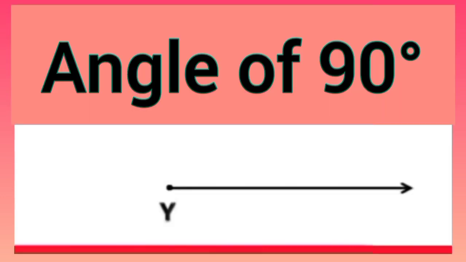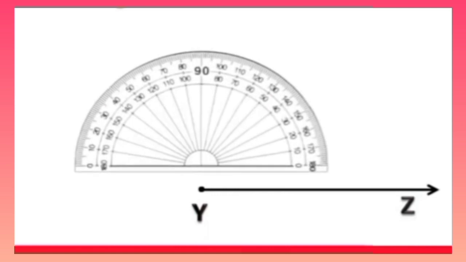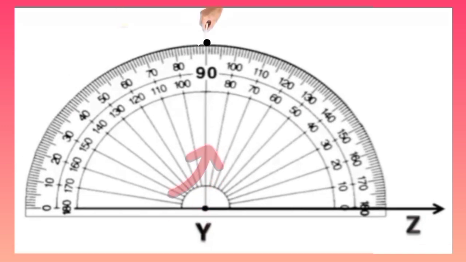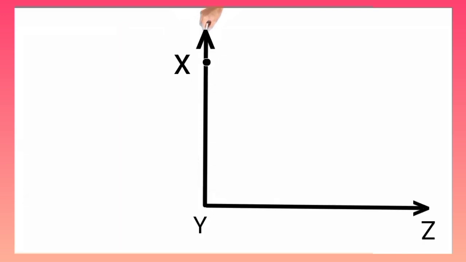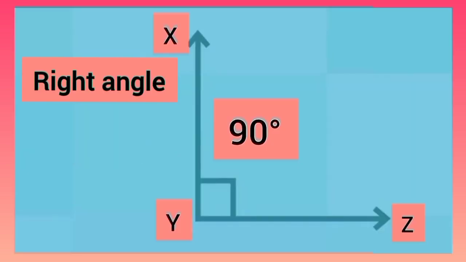Now let's draw an angle of 90 degrees. First of all, we will make a ray YZ. Keep the center of the protractor at point Y such that the zero line corresponds to YZ. Dear students, now according to the inner scale, let's mark a point exactly at 90 degrees and now join these points. Our angle XYZ equal to 90 degrees is ready. Dear students, a 90 degree angle is known as a right angle.